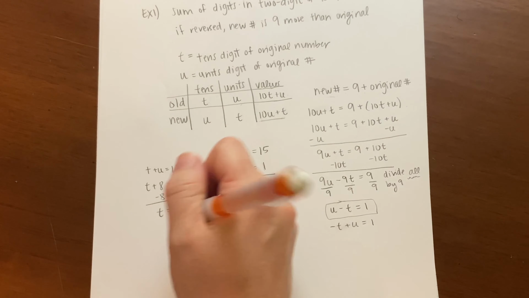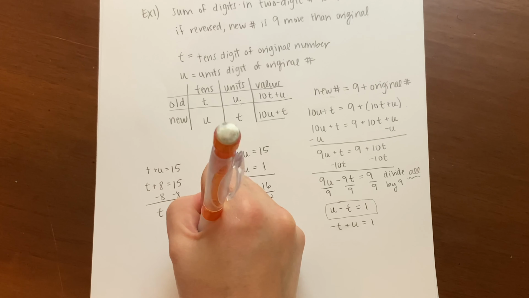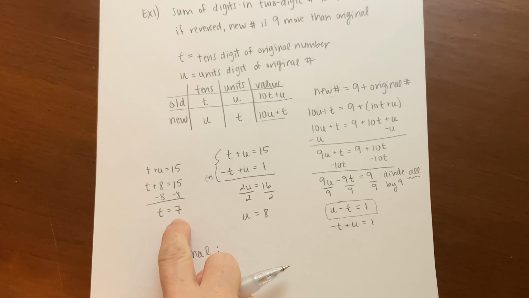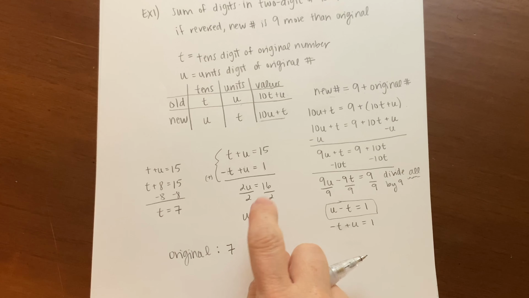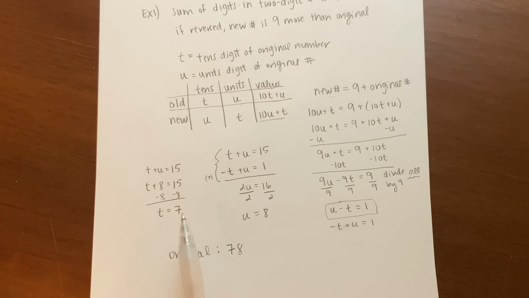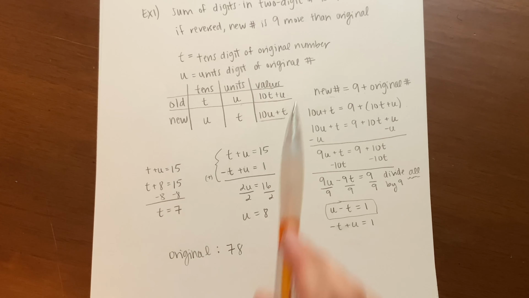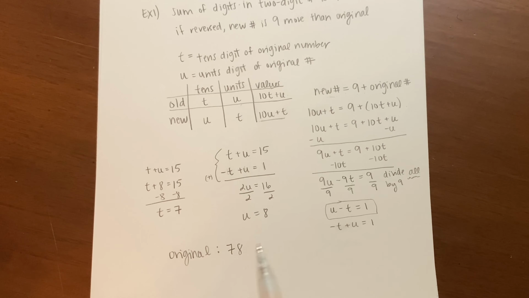Well, remember, the original number, the T stands for the tens position, and the U stands for the ones position. So if I make these into a number, the tens position is 70, and the 8 position is 8. I'm sorry, the ones position is 8. So I have 78. T is the tens place, 8 is the ones place. 78. If you reverse that and you make it 87, it is 9 more than 78, which is what the problem said.